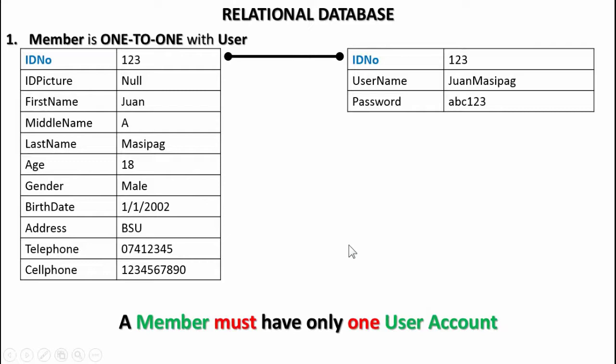Next, let us learn the relational database of those 4 tables. The table relation member is one-to-one with user signifies a member must have only one user account. For example, Juan Masipag is a client or member of a bank and is required to have only one user account. Thus, Juan Masipag is mandated to log in to his bank account to have a transaction. Whenever he logs in, he enters his username Juan Masipag and password ABC123.